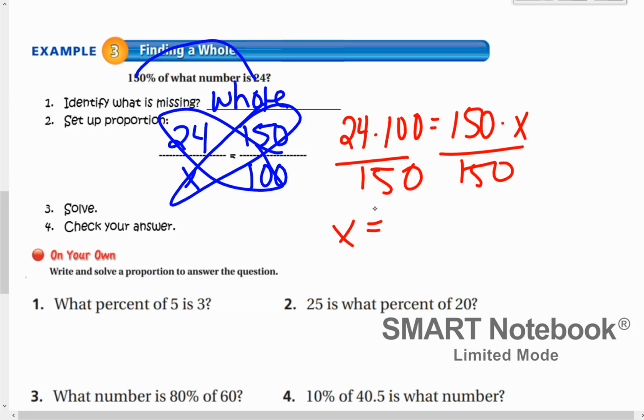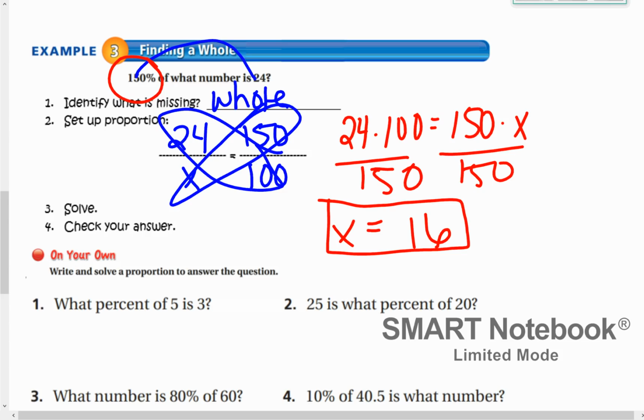We get x is equal to 16. We were missing a whole, which is a number, so we do not need a percent label. Now when we check our answer, does this make sense? Should our whole be less than our part? In this example, yes, because our percent is out of 100 and we have 150%, so we have more than 100%. So 100% of 16 is 16, and then 50 more percent of that would get us to 24. So this is done correctly.